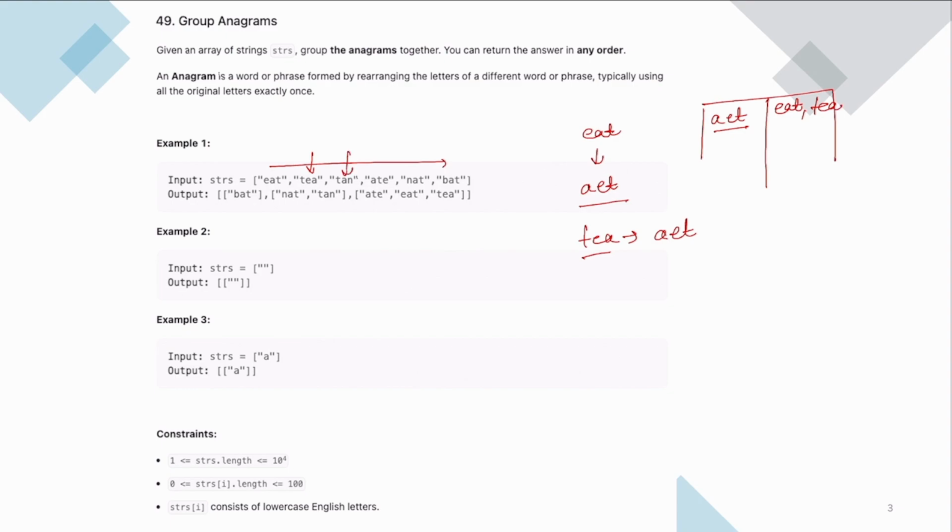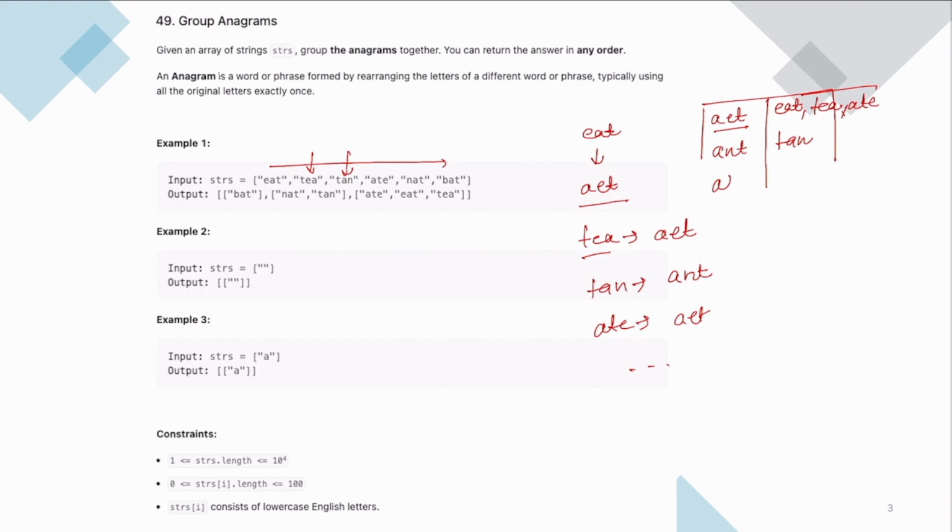Okay, then again, you will sort it, it will again be A and T, then A and T will be stored as your answer. Same goes with the ATE. So ATE will sort it, AET and ATE. So like this you can process the whole array and you can get your answer, and the answer will be stored in this map, so you can process this and return in the proper format.